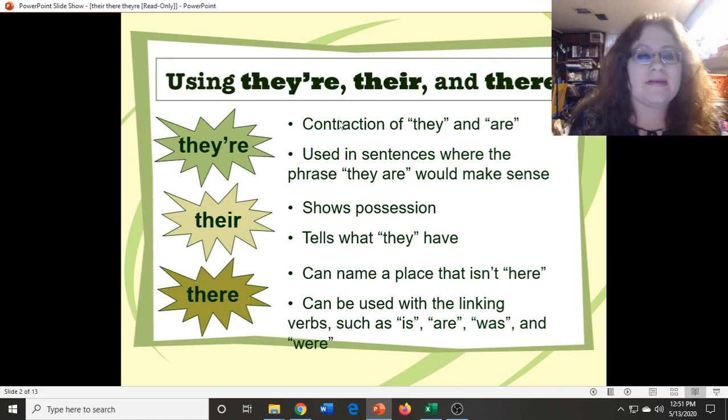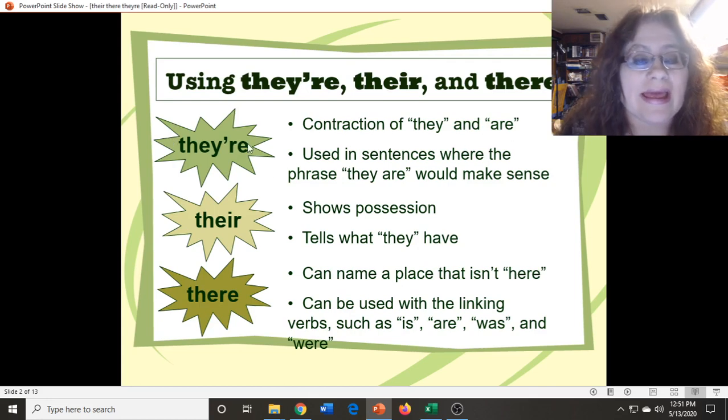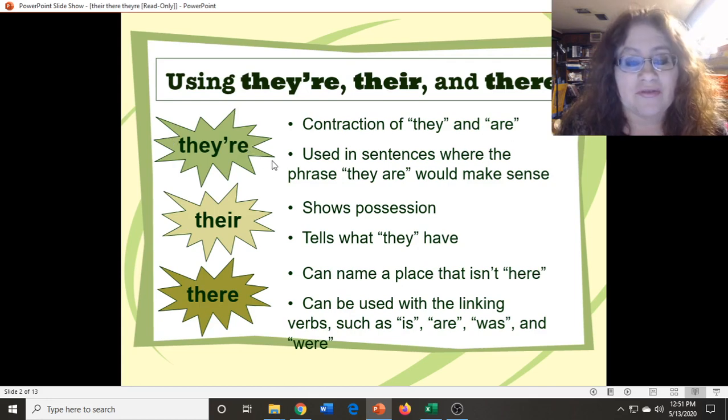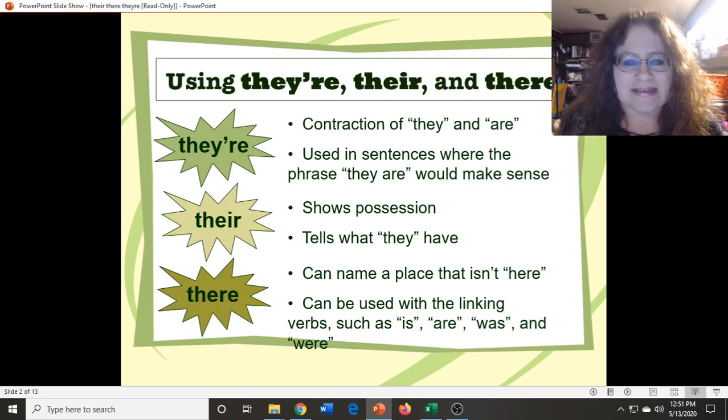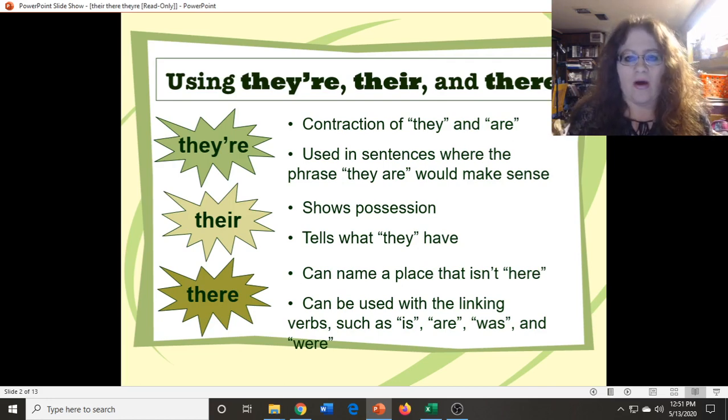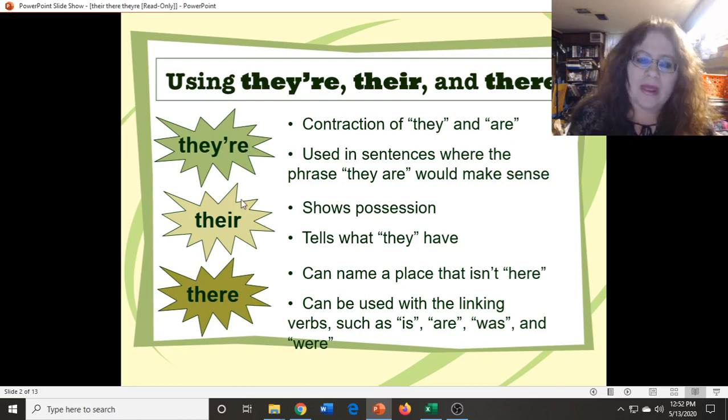So going back up to they're, this is a contraction for they are. So when you're deciding whether this is the one you should use, you should say the words they are for your word, in your sentence, to see if it makes sense. If it makes sense, if you change there to they are, then you need to use the contraction they're. Their is a possessive word.